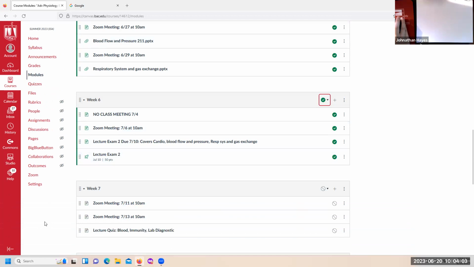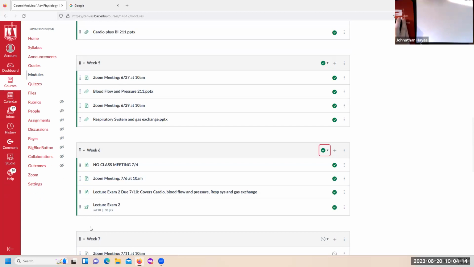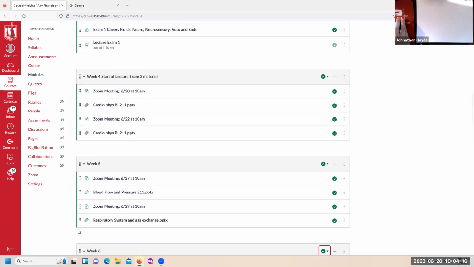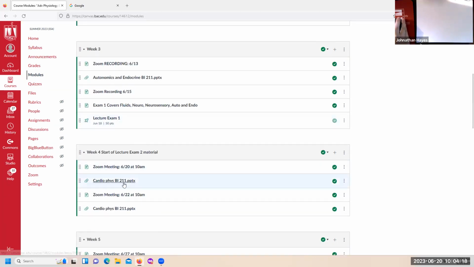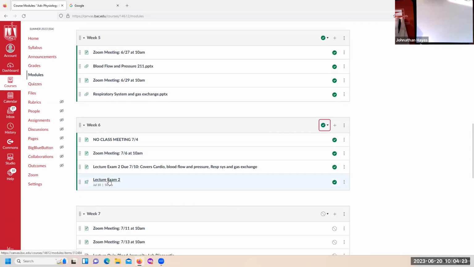So again, I did pull out the blood immunity and lab dye. We're going to do that as a separate exam. So I'll mention that again before we get there. But for right now, all we're really focused on is either finishing up lecture 1 and starting to work on cardio phys, but most of us are working on lecture 2 now.